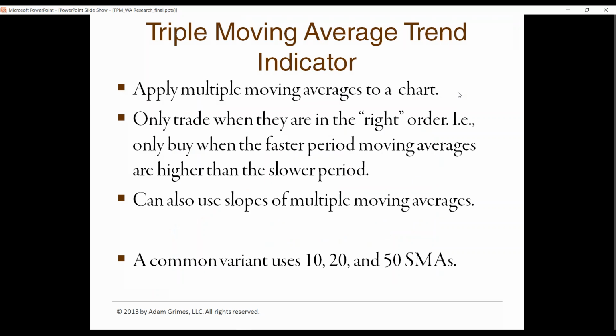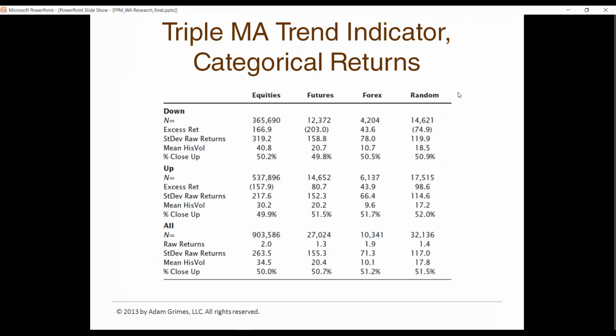Let's look at a different one. So this is the classic triple moving average trend indicator. This uses the 10, 20, and 50, and we have an uptrend when they're in the right order. Fast is above medium, medium is above slow, and that flips. Many of you have seen this, and I don't want to belabor the point here, but you see the same effect.